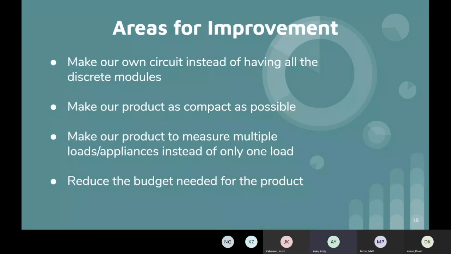There are still some areas that we can improve. Firstly, we can design our own integrated circuit instead of using discrete sensor modules. That will also make our PCB cheaper and more compact. Secondly, it will be better if our product can measure more than one load or appliance. Finally, we can try to reduce our budget.